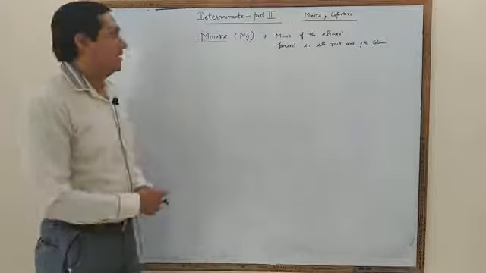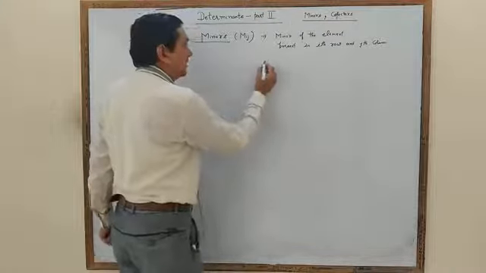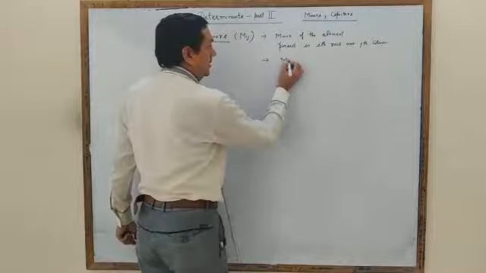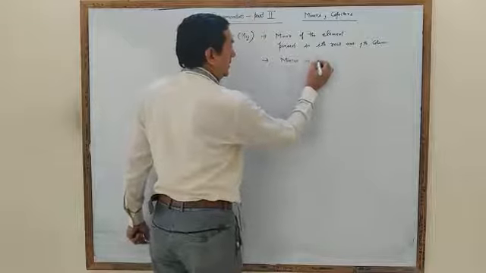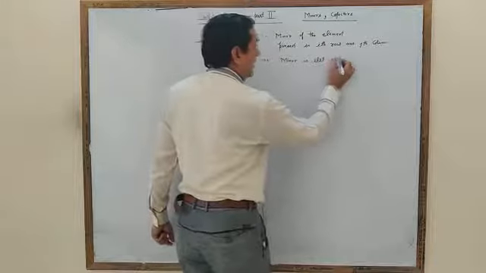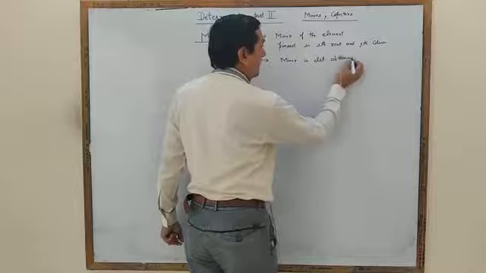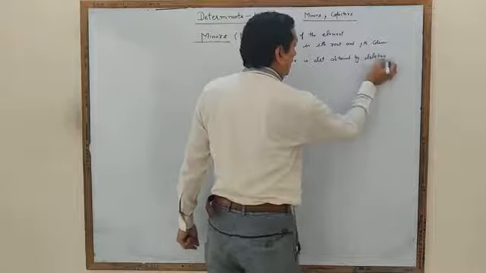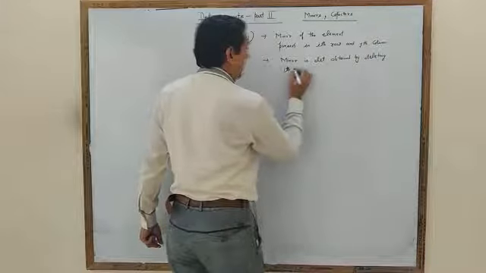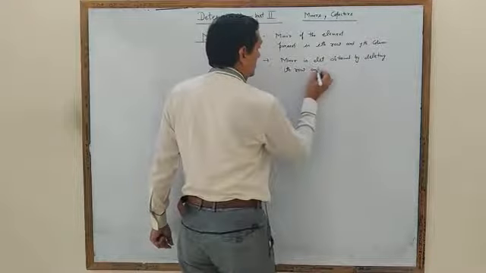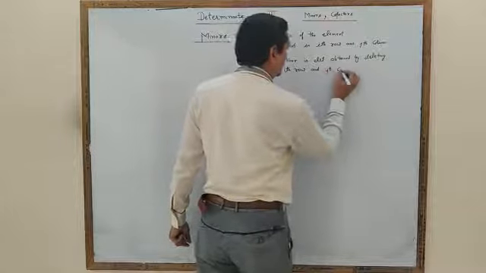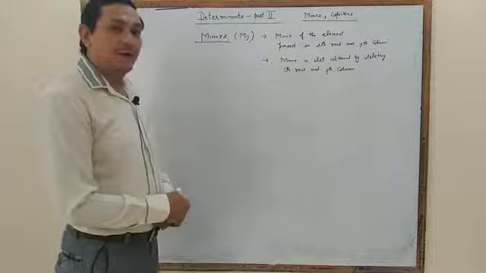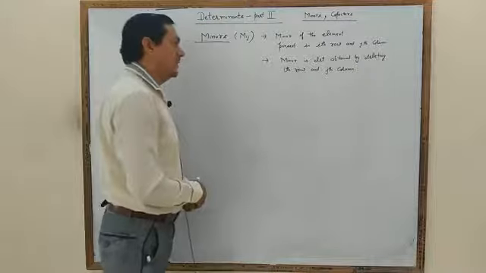How can we determine the minor of an element? Minor is the determinant obtained by deleting the ith row and jth column. Determinant obtained by deleting ith row and jth column.